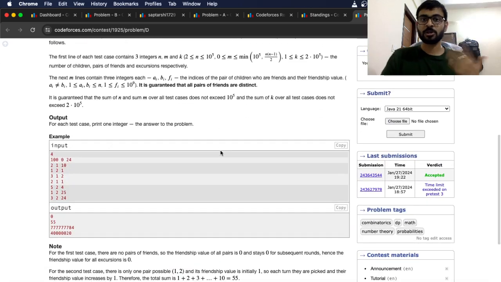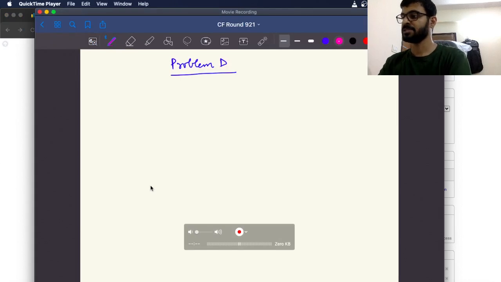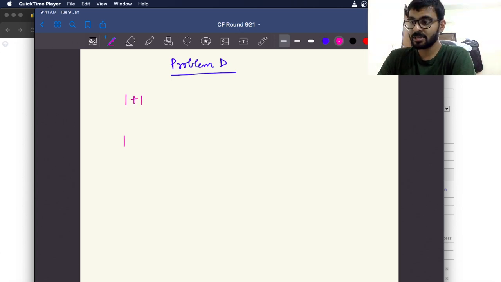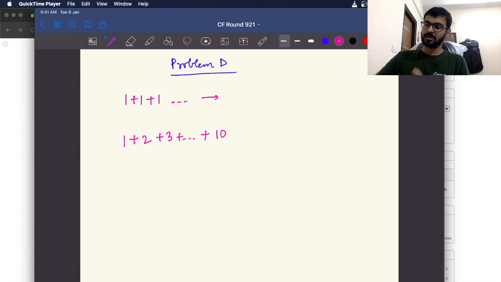So the same pair is always chosen. The first time they have a friendship value of 1, so 1 is chosen. Now their friendship value increases by 1, so now it becomes 2. Next time when they are chosen, it will be 2. Again it increases by 1, so it will be 3. The last time, the 10th time when it is chosen, it has increased 9 times from 1 up to 10, so the last time it will be 10. So in 10 different trips, these are my values.